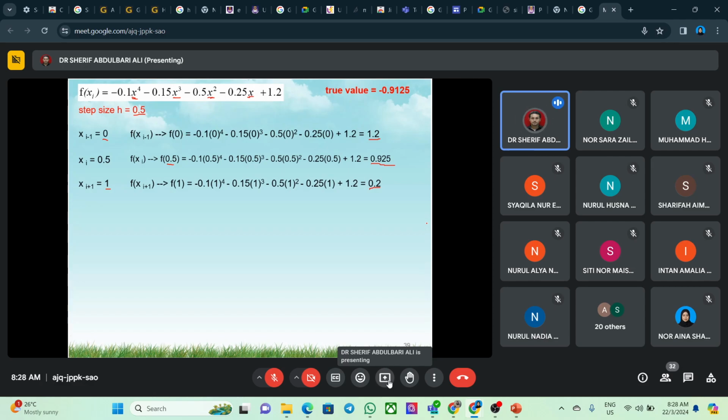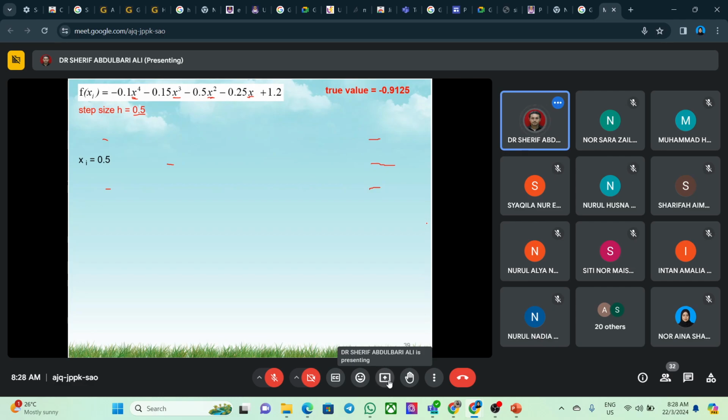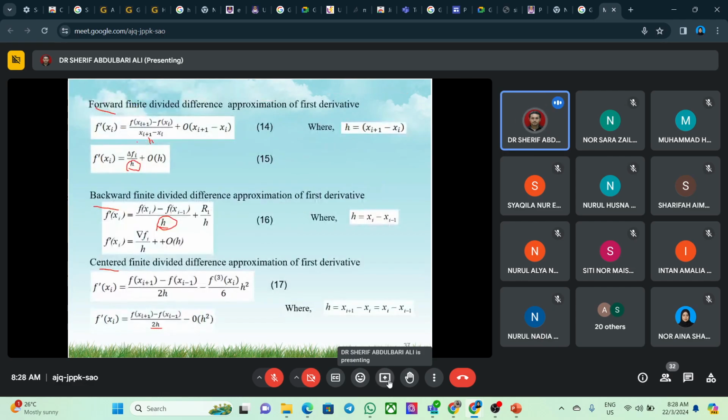In this case, we are not yet predicting the value of forward, backward, and center. To predict those values, I need to use these equations. I want to use these equations to find the forward. I need to use this equation to find the backward. I need to use this equation here to find the center.